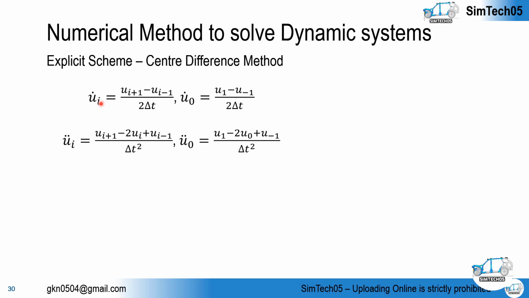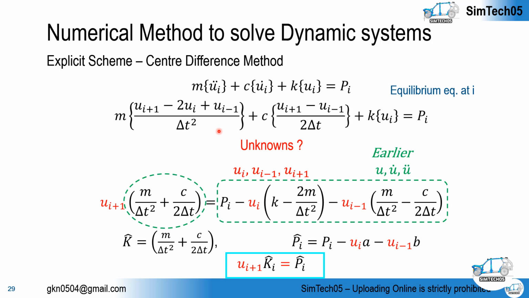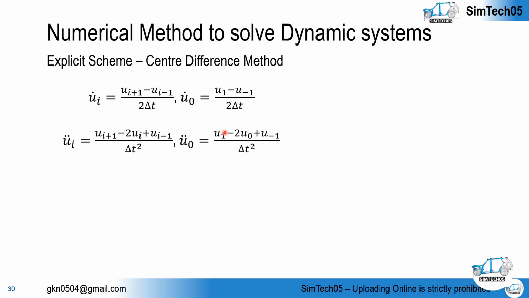Okay, hope you remember this equation, velocity and acceleration. And if I want to find the initial velocity, just put i equal to 0. So you will get the initial velocity, and similarly you will get the initial acceleration. And with the help of these two equations, we can find one special term, that is u_(-1). Physically it's not possible to have a minus 1th increment, but it is a very special term. We need this term to find out the solution. I will let you know.